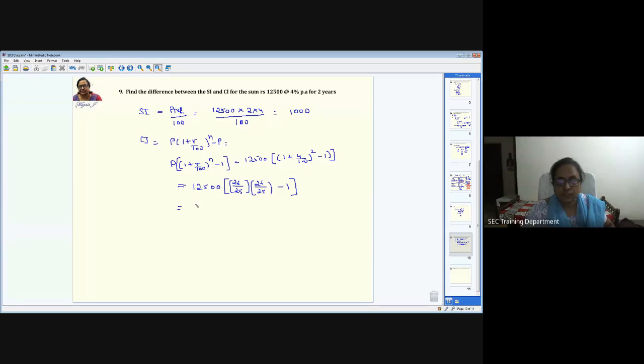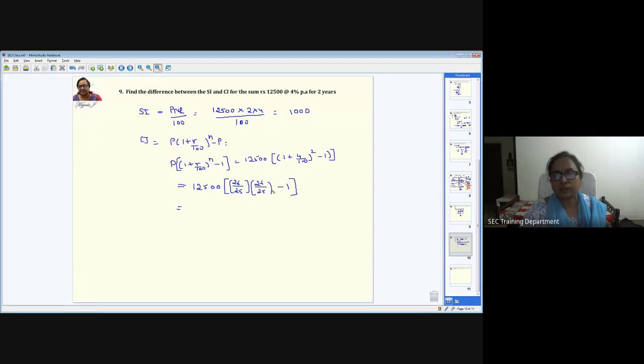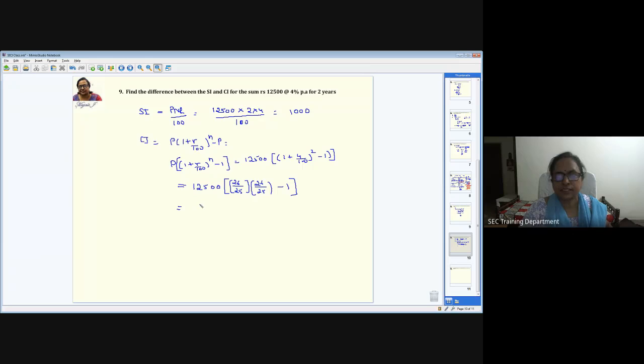Simple interest, compound interest. Okay, ma'am. Ajay Murthy, present. 1000. Okay, this is again you have to calculate. How will you calculate this? Ma'am, that's 1020 now. Bring it inside. This one you bring it inside. That's easier. 12500.